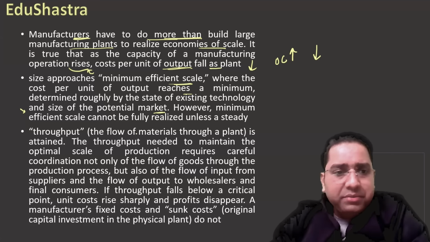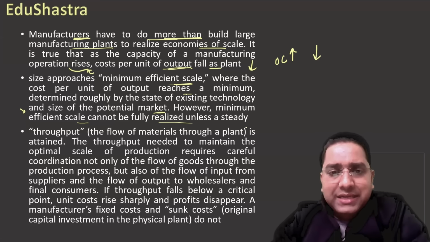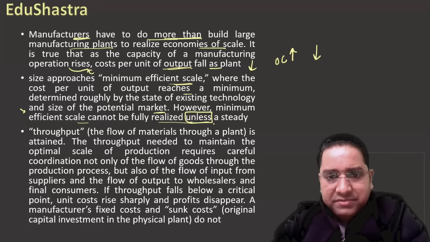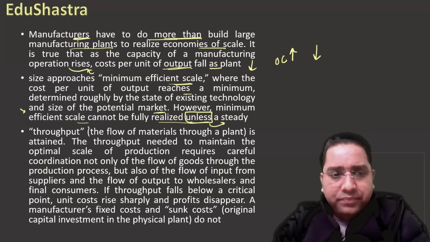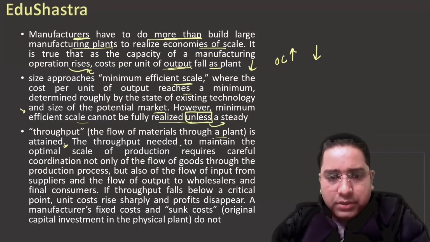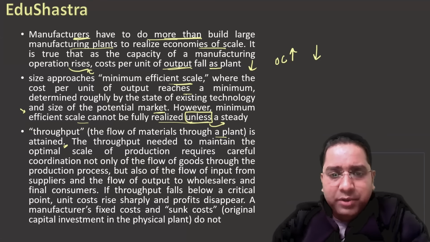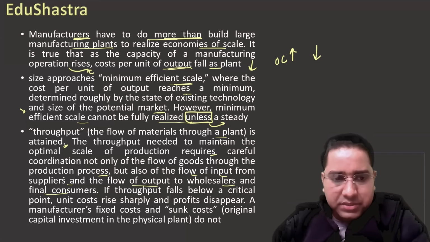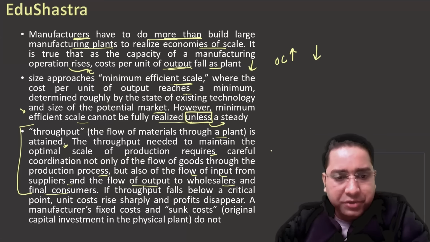Further, it says, however, minimum efficient scale cannot be fully realized unless a steady throughput is attained. Throughput is meant by the flow of materials through a plant. The throughput needed to maintain the optimal scale of production requires careful coordination not only of the flow of goods through the production process but also of the flow of input from suppliers and the flow of output to wholesalers and final consumers. So this part is very crucial for you.